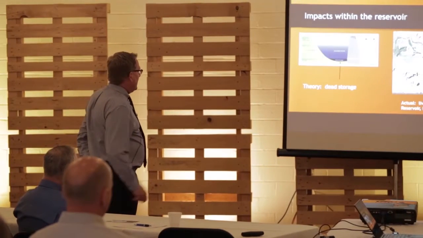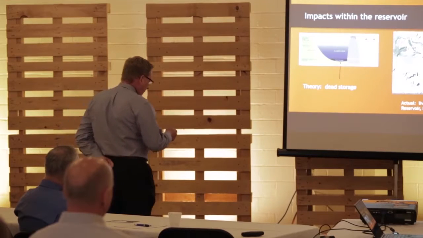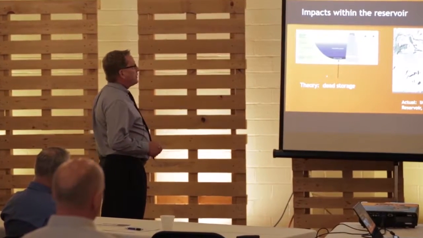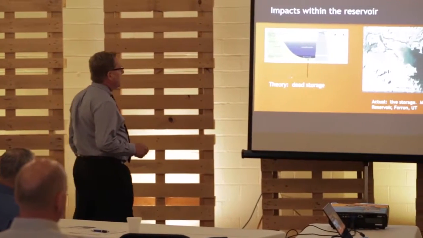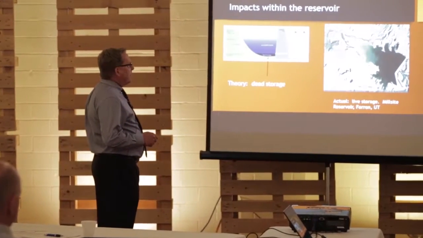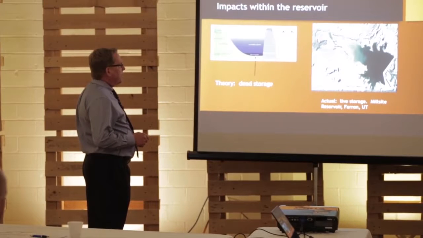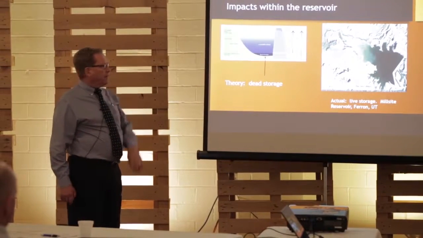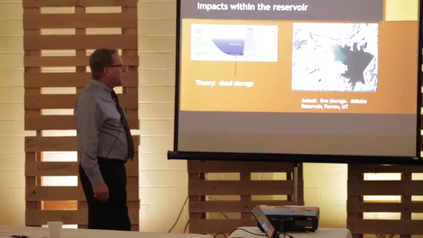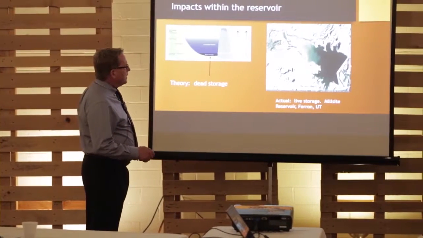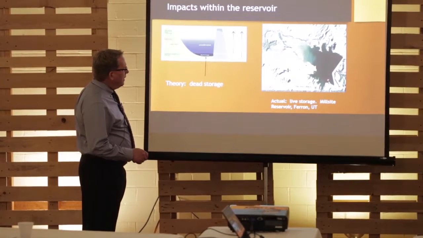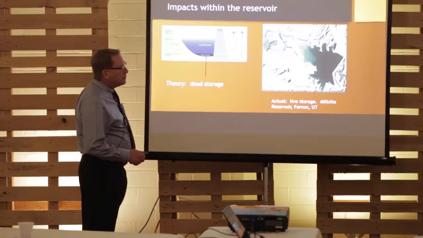Now, why is this? You might recall that I showed you this idealized picture of how engineers used to view the world, and we want all the sediment to go down here in this dead storage area. Sorry, that's not what happens. This is an aerial view of Millsite Reservoir in Farron, Utah. This is the dam. Here's the reservoir. Dead storage is located right along in here. Is that where the sediment is dropping out?